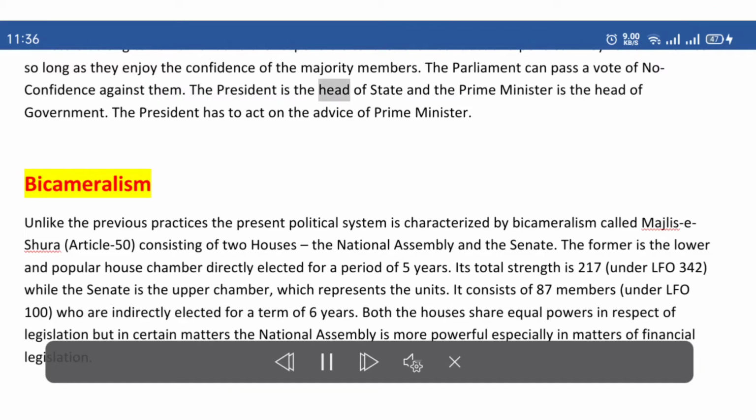The President is the head of state and the Prime Minister is the head of government. The President has to act on the advice of the Prime Minister.